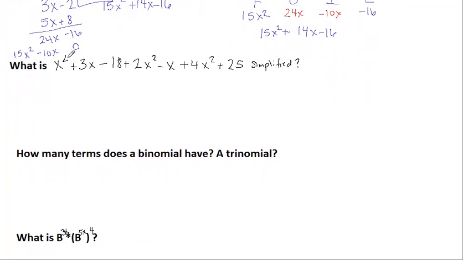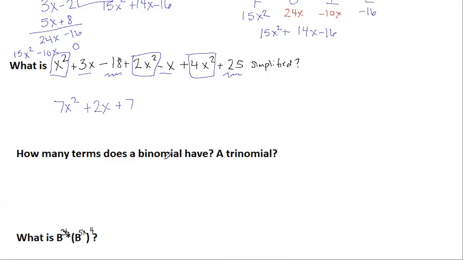All right, how do we simplify this one? Okay, I like to draw boxes or something around all the ones that are similar. So here's an x squared, here's an x squared, here's an x squared. And then I'm going to underline my x's and I'll do a little scribbly under my constant terms, the ones without a variable on them. So I have 1x squared plus 2x squared plus 4x squared. So that's a 7x squared. I have a 3x and a minus x, so that's a plus 2x. And then I have a minus 18 plus 25, so that will be a plus 7.